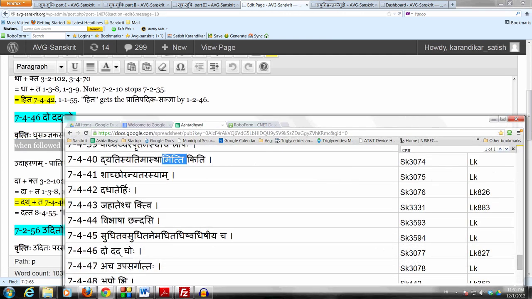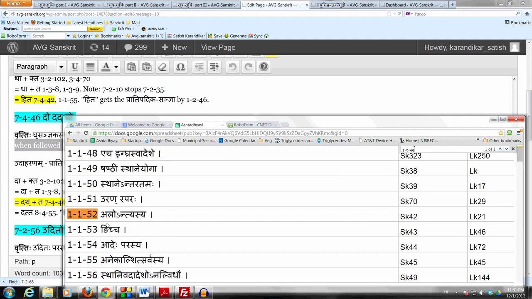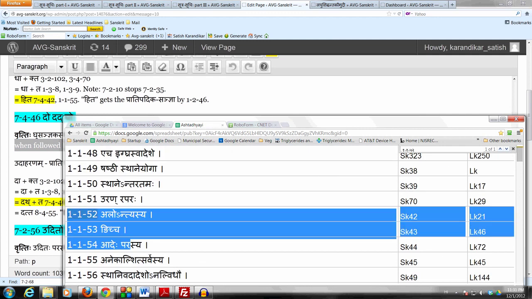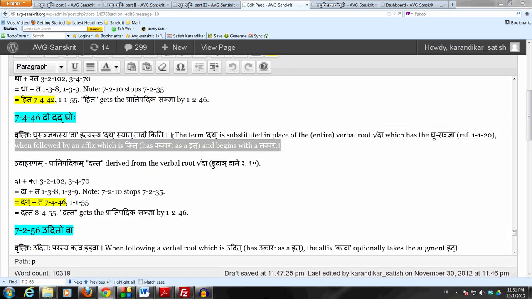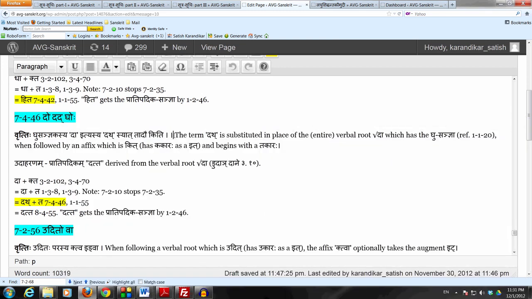Now, why does it replace the entire verbal root? Because remember our set of 4 rules from 1152 to 1155, starting with alontyasya from 1152. The last rule in that section, 1155, says Anekalshit sarvasya. If the adesha is anekal, it has more than one letter. In this case, the adesha is dat. It has a dakaraha, an akaraha, and a takaraha. It's an anekal adesha. Then sarvasya: the adesha replaces the entire term, which is in the shashti vibhakti.